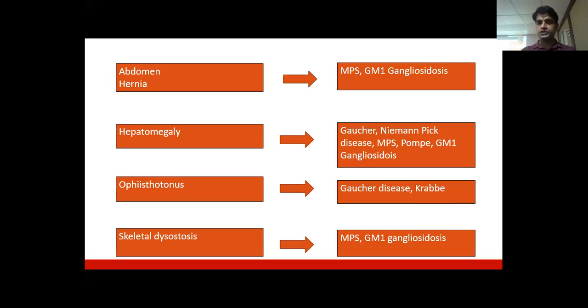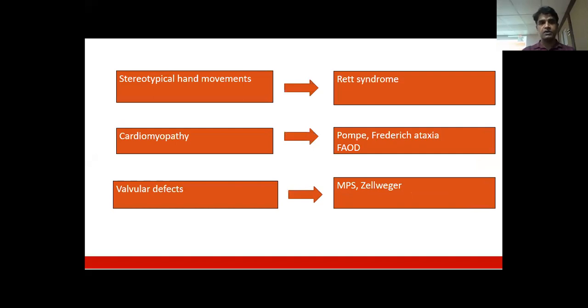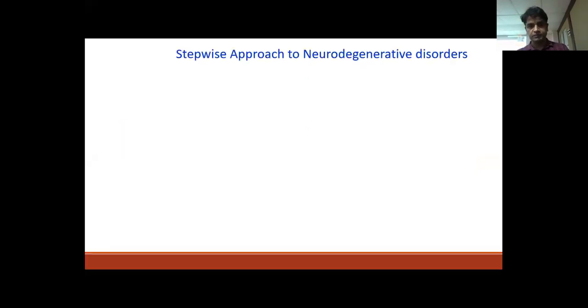Hepatomegaly in Gaucher's, Niemann-Pick, MPS, Pompe's, GM1 gangliosidosis. Opisthotonus posturing due to spasm of muscles is classical in Gaucher's disease. It can also be seen in Krabbe's. Skeletal dysostosis, MPS, and GM1 gangliosidosis. Stereotypical head movements are characteristic of Rett syndrome. Cardiomyopathy is seen in Pompe's, Friedreich's ataxia, fatty acid oxidation disorders, and valvular defects are seen in MPS and Zellweger's.